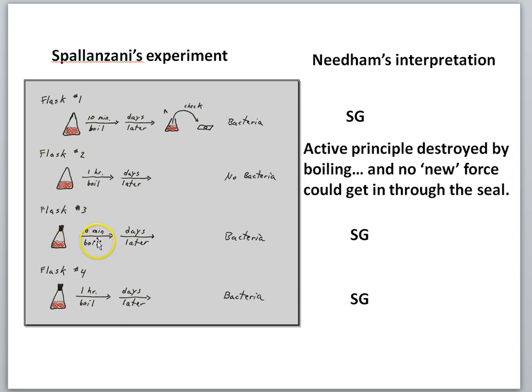Flask number 3, 10-minute boil, may not destroy all of the vital force, and perhaps some could still get in through the cork seals, so we have the conditions for spontaneous generation. And same with flask number 4. The boiling might have destroyed the vital force in the air here temporarily, but more might have been able to get in through the cork seal and to allow for spontaneous generation. So we see we have a problem here, that both Needham and Spallanzani are interpreting the same experimental results in different ways.